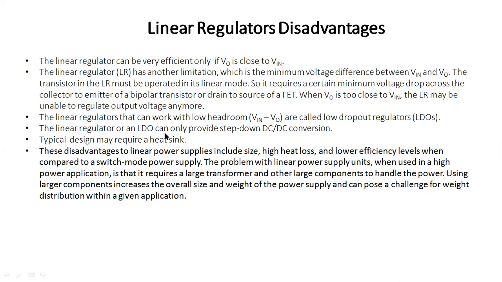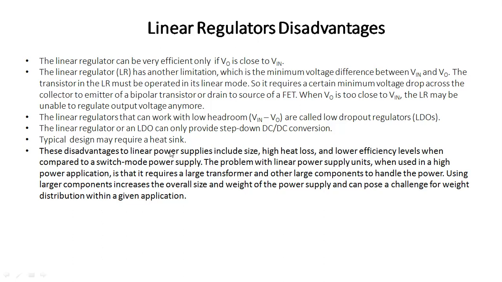A typical design may require a heat sink because a larger amount of heat gets generated. And the linear voltage regulator, or we can say LDO, low dropout regulator, can only provide step down DC to DC conversion. It is not providing step up, because here the output voltage will be less than or equal to the input voltage, but it will not be greater than the input voltage. So we can say this will also be a disadvantage for the linear voltage regulator.